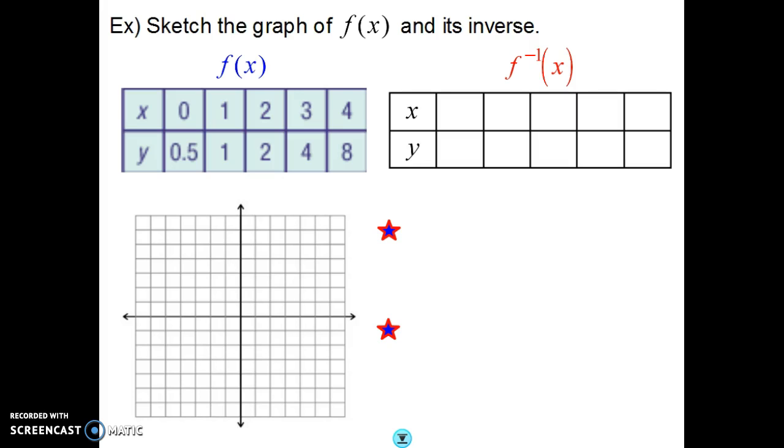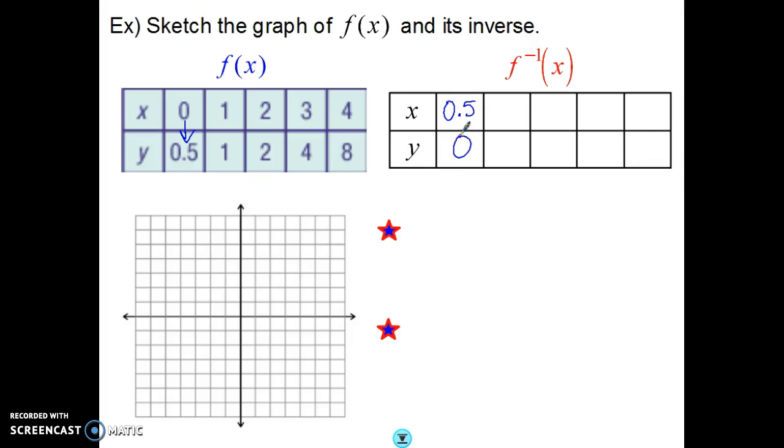Now, one thing we want to be able to do with inverse functions is talk about their graphs. In this case, we don't have an algebraic representation for f of x. What we have is this table of values. So we have some x coordinates and their paired y coordinates. Inverse functions, if we have a table of values, are pretty easy to find because we know that an inverse function undoes whatever the original function does. So if f of x takes 0 and turns it into 0.5, then that means that f inverse of x takes 0.5 and turns it into 0.